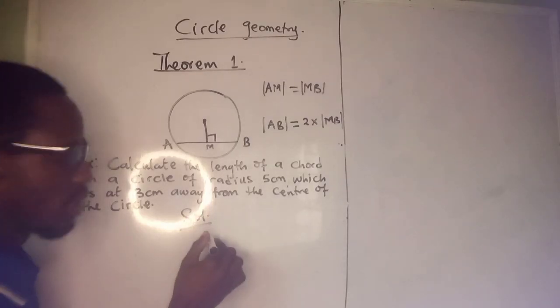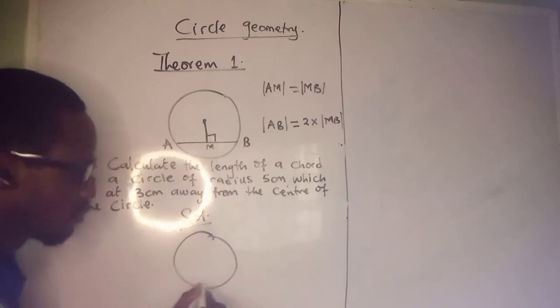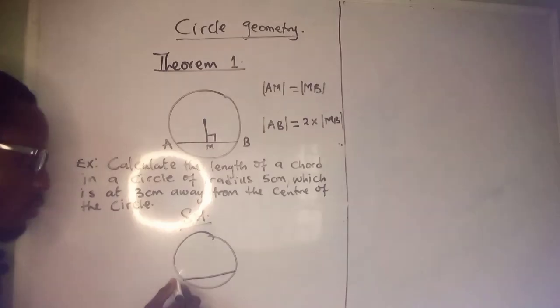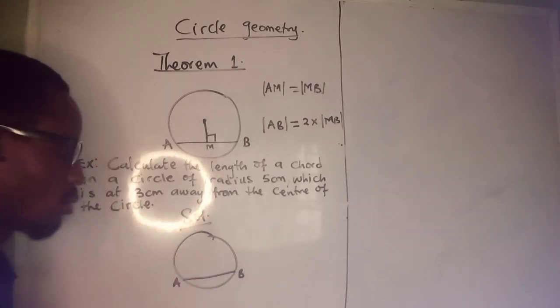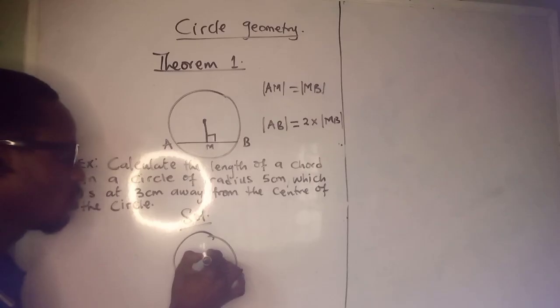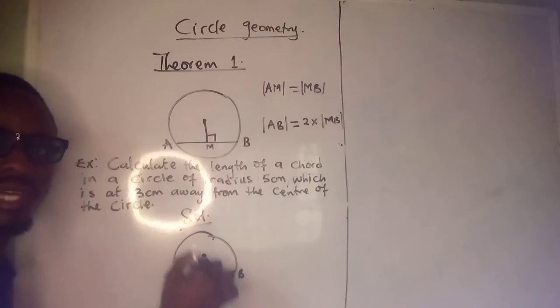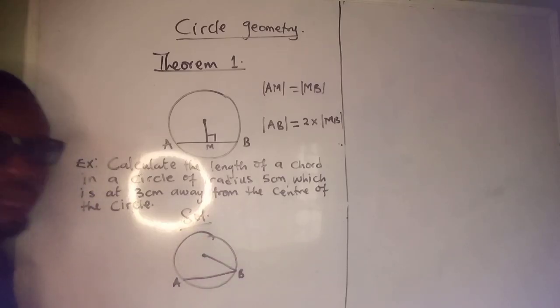So we're told that the chord is inside the circle. So this is the circle, and then you have the chord. We are actually looking for the length of the chord, let's say AB. Any letter could be used, it could be XY. Now we're told that the radius of the circle, which can be drawn from the center of the circle to any point, so I can always decide to join it here.